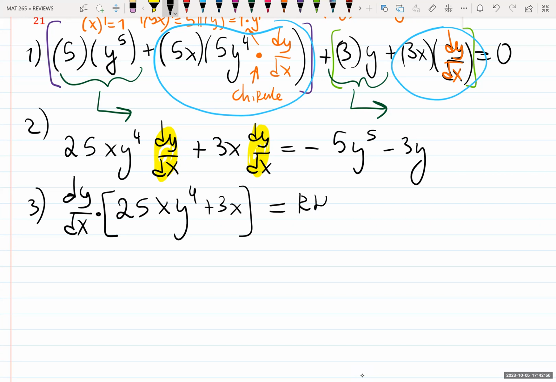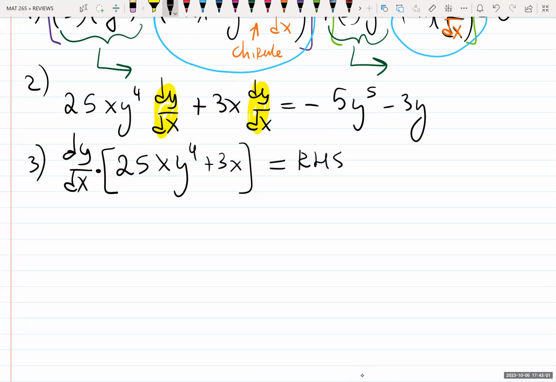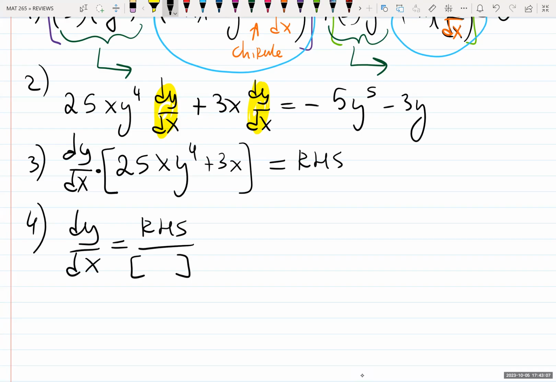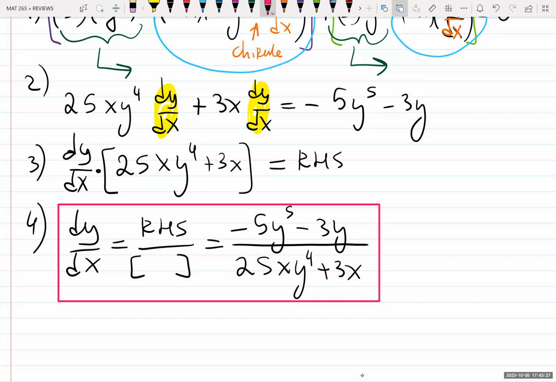And don't write down the right-hand side. It's the same, you can copy. RHS is right-hand side. The answer follows right now. dy dx equals the right-hand side over the factored part. Some students figure out how to write it down right away: minus 5y to the 5 minus 3y over 25xy to the 4 plus 3x. That is the answer if they ask you to find y prime, the derivative of y, using implicit differentiation.